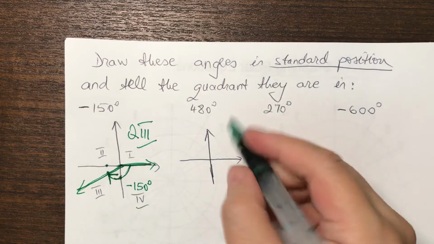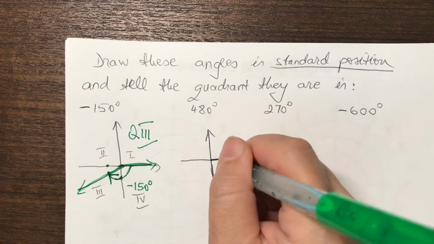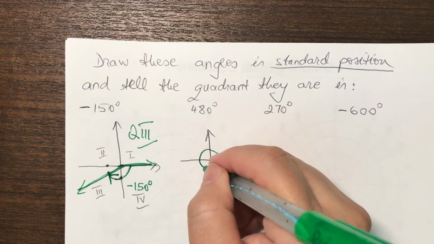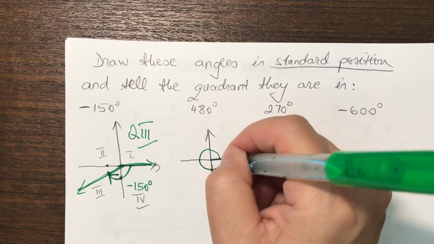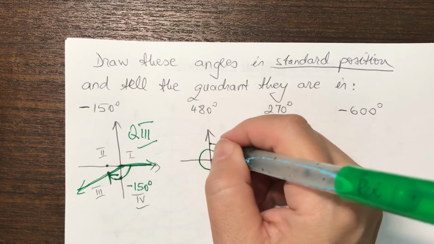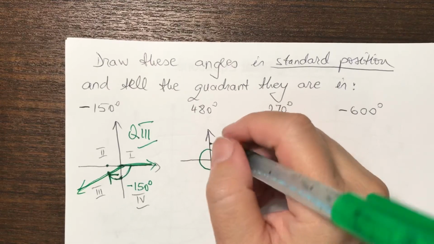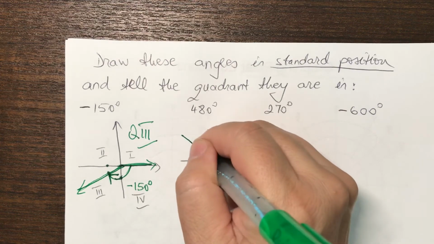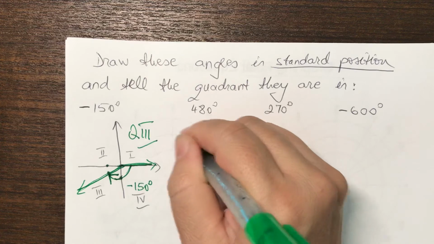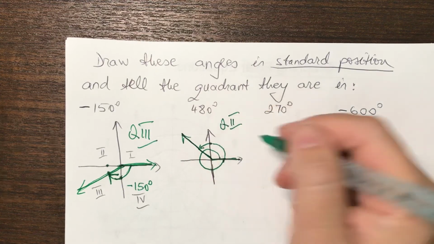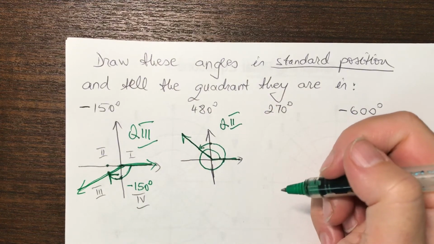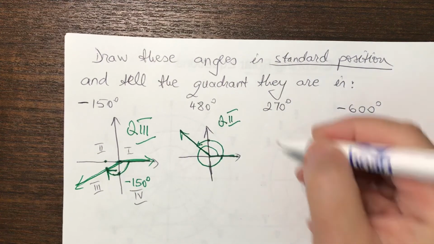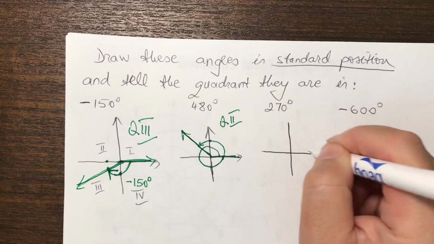Okay, so starting on the positive x-axis, it's a positive angle, so I'm going in a positive direction. There's 360, and I have to keep on going. 360 plus 90 is 450, and I have to keep on going 30 degrees more. This angle terminates in quadrant 2, so it's a quadrant 2 angle. Okay, so going round and round nicely.